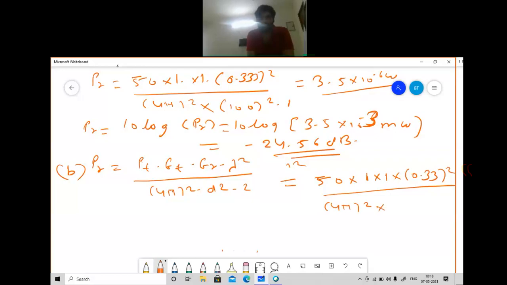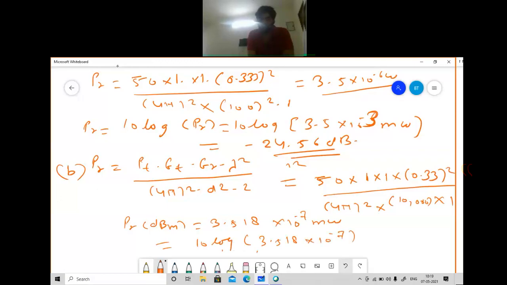Distance now will be 10,000, because in the problem it is given to you as 10 kilometer. So I'll write here 10,000 into 1. LS is not given to you. So power received in dBm will be 3.58 into 10 to the power minus 7 milliwatt. When we convert into dB, we get 10 log 3.518 into 10 to the power minus 7. After putting it into the calculator, you will get the value minus 64.5 dBm.